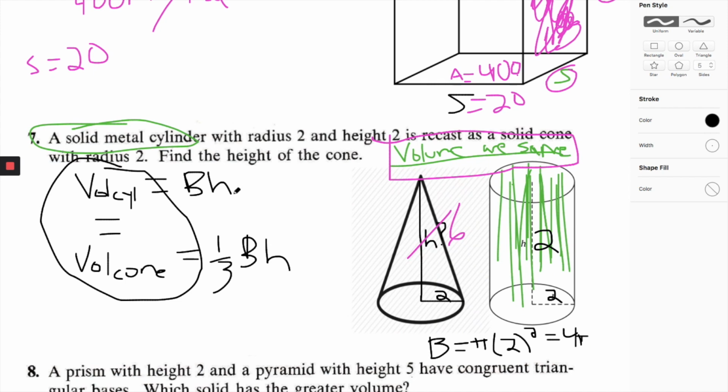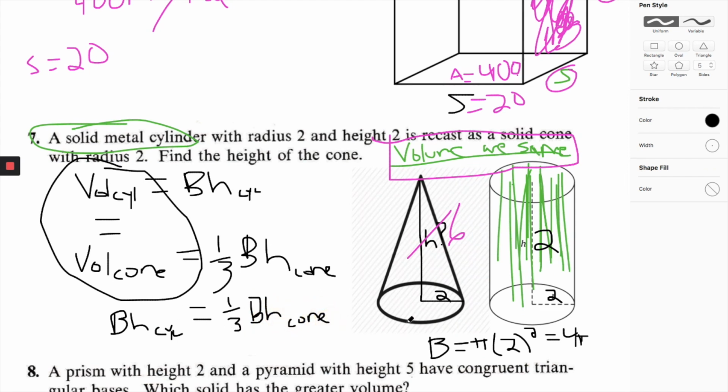The volume of the cylinder is its base area times height. Let's make this the height of the cylinder, I'll put a little subscript there, and this is the height of the cone. We need to figure out the height of the cone that's going to give us the same volume as the cylinder. So we set the volume of the cylinder, base area times height of the cylinder, equal to the volume of the cone, which is 1/3 base area times height of the cone.